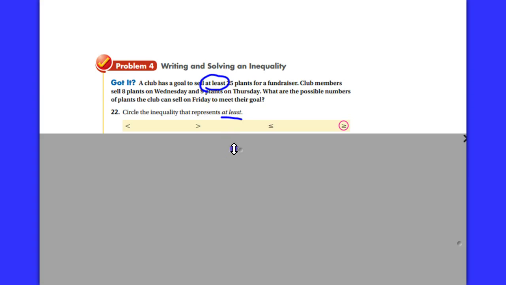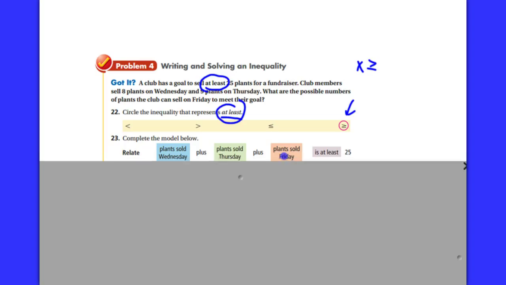So you might consider, would it be possible for them to sell 26? Yes. Could they sell 27? Yes. Could they sell 30? Yeah. So if x is the number of plants, x can be greater than or equal to whatever it is you're looking for. So the phrase at least means greater than or equal to, because you could sell more.